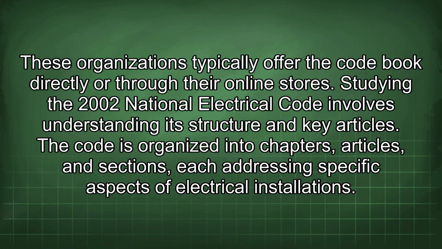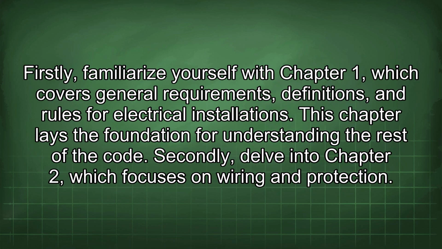Studying the 2002 National Electrical Code involves understanding its structure and key articles. The code is organized into chapters, articles, and sections, each addressing specific aspects of electrical installations. Firstly, familiarize yourself with Chapter 1, which covers general requirements, definitions, and rules for electrical installations. This chapter lays the foundation for understanding the rest of the code.